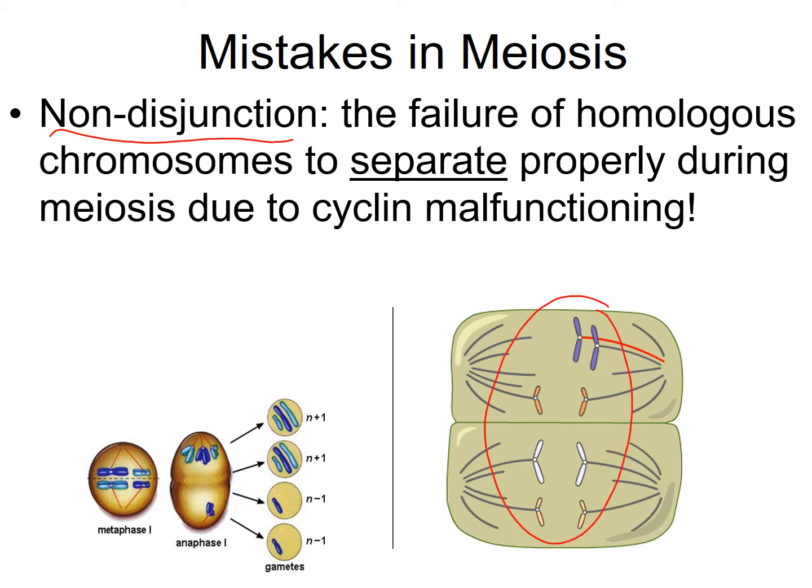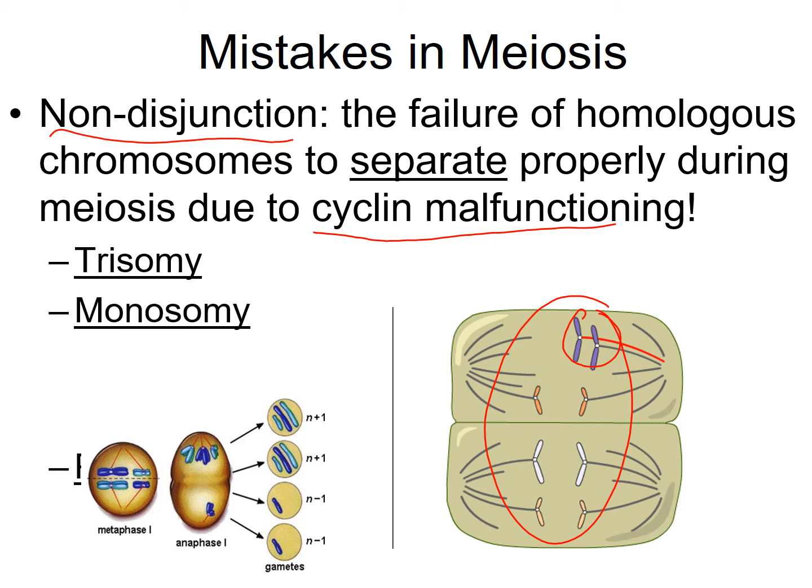If you look at this picture, what's supposed to happen? This right here was supposed to separate. It wanted to stay with its sister, and it's not supposed to do that. It's supposed to grow up and pull apart. This is, again, the cyclin malfunction. Remember the cyclin? That is the enzyme. So this is called trisomy, this is called monosomy, and this is called polyploidy.